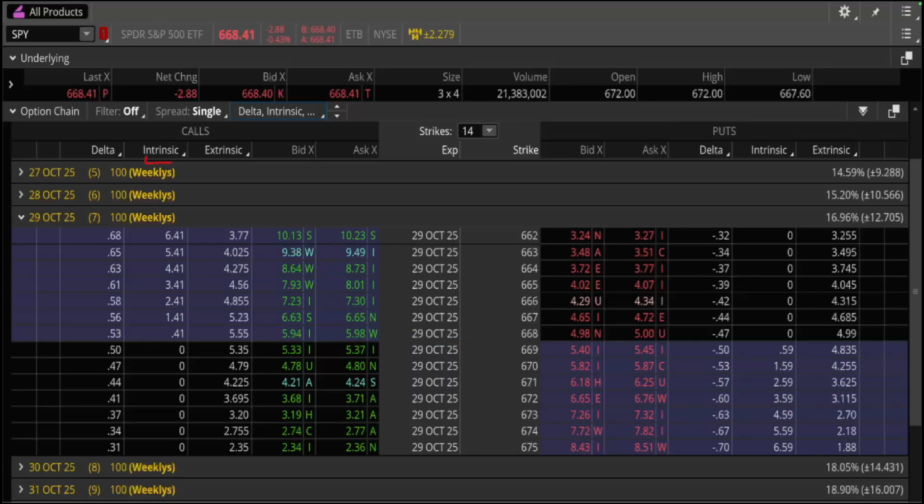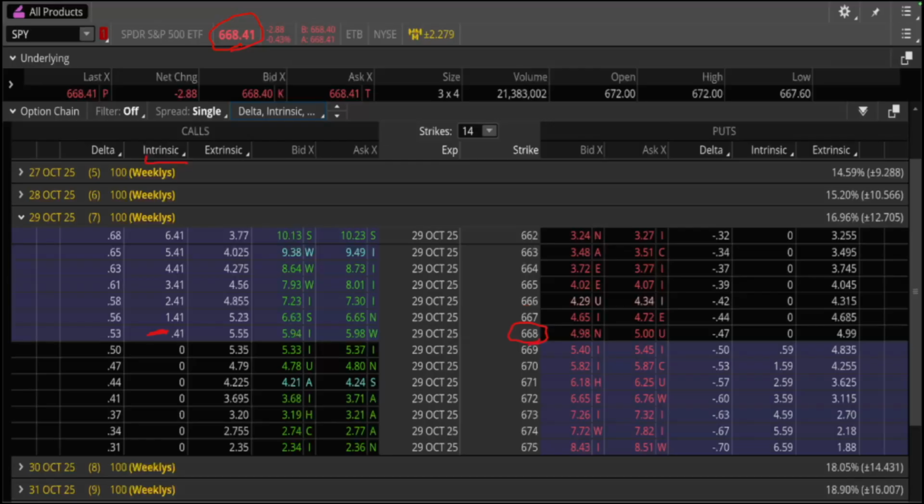And how do we determine in the money? Well, if we look at the intrinsic value, you can see that this has 41 cents of intrinsic value. What does that really mean? This is our 668 strike price. The stock is at 668 and 41 cents, so we actually have 41 cents of actual value. If we purchase the stock for 668, we could sell it for 668.41. So there is 41 cents, or $41, of value.